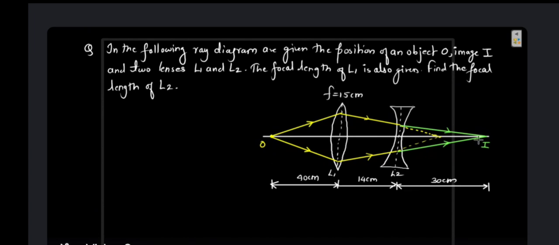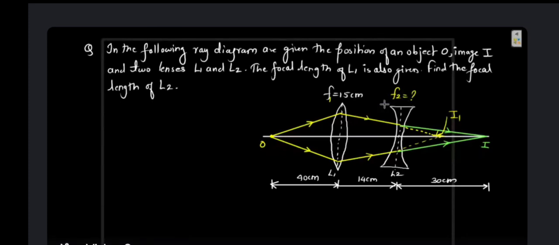The final image is formed over here at I. And the image of this convex lens, the first lens, is formed at this point. Let me call it I1. So we have to find out the focal length of the second lens. So let me call this f1. And the focal length of the second lens, that is concave lens, I'll have to find out.